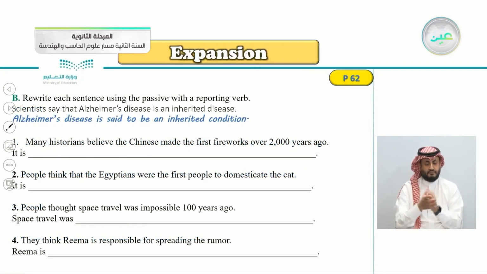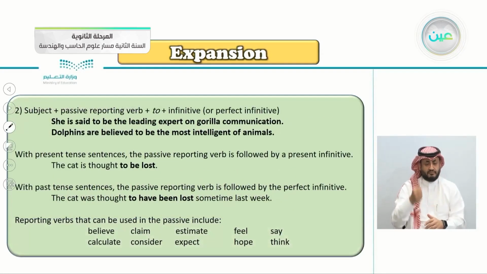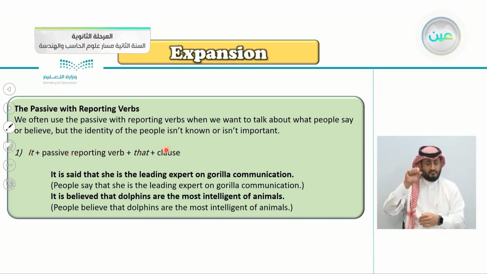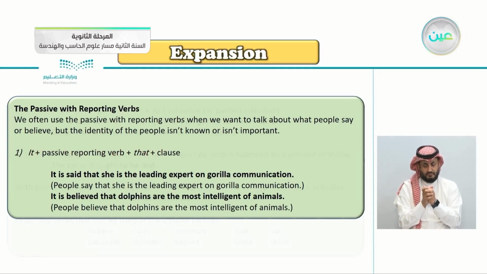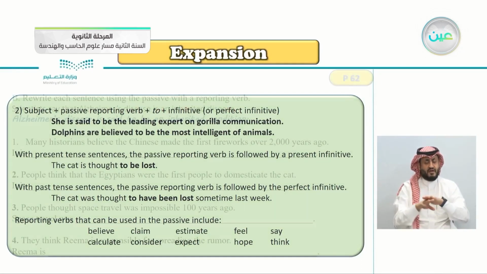Exercise B, rewrite each sentence using the passive with a reporting verb. If you remember the passive with a reporting verb, like here, it is said, it is believed, or you can say she is said to be, dolphins are believed to be, and so on. So the first part is it, then passive reporting verb, that, clause. Or you can write it subject, passive reporting verb, to, then the infinitive or the perfect infinitive.